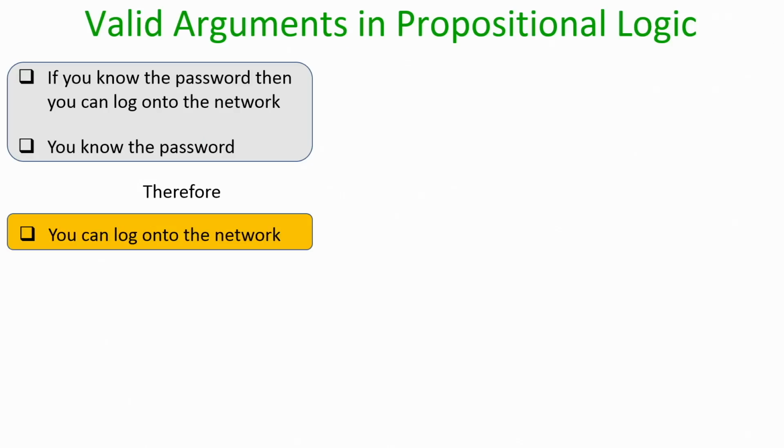So, what do we mean by valid arguments in propositional logic? Suppose we are given a bunch of statements like this. The statements are: if you know the password, then you can log into the network, and it is also given that you know the password, therefore, I am concluding that you can log on to the network. This is an argument which is given to you, and we have to verify whether this argument is logically correct or not.